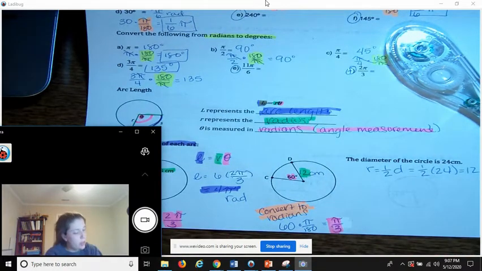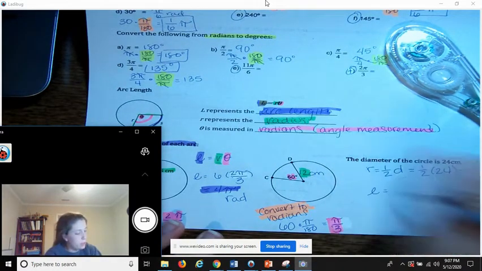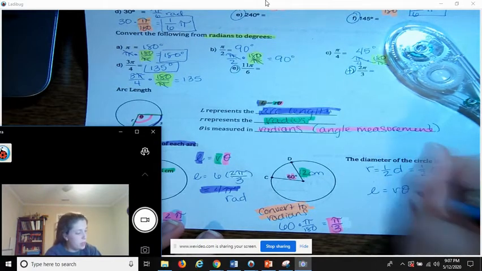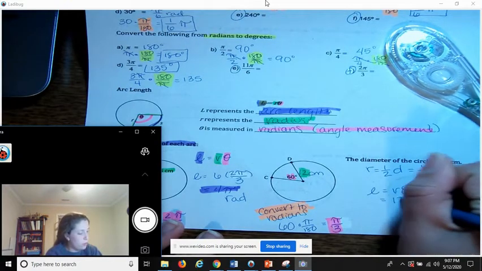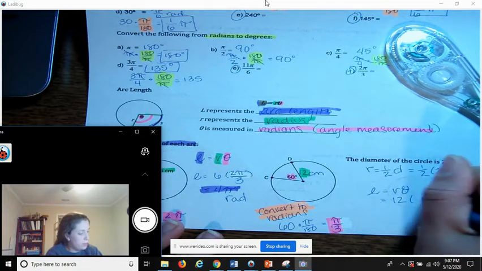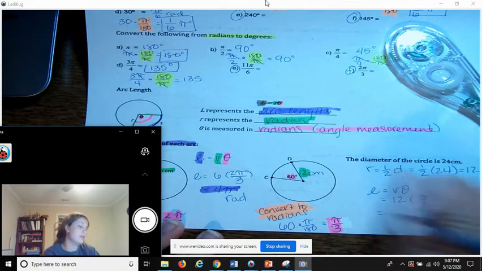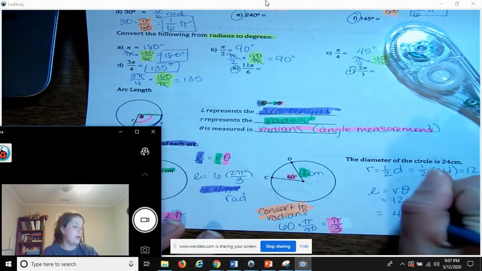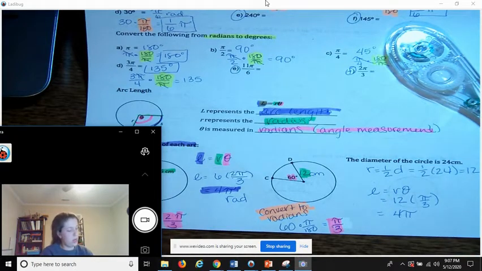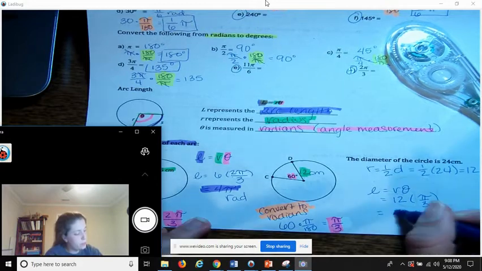Now my arc length is equal to my radius times my theta. My radius was 12. My theta was pi over 3. So my arc length should be 4 pi radians. It's coincidental that it's the same as the last one.